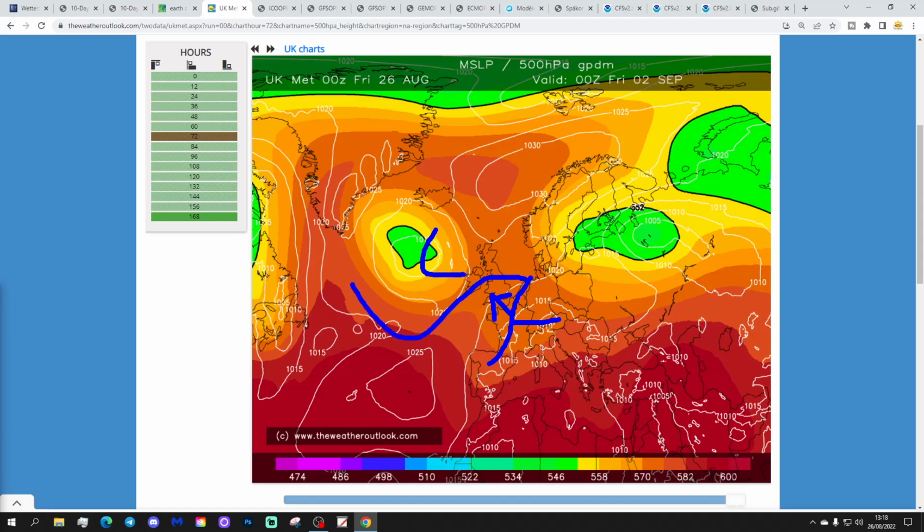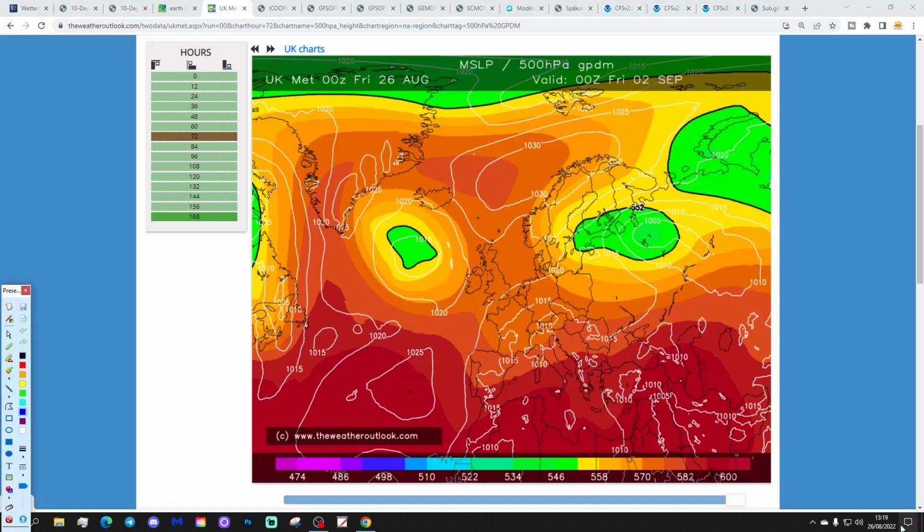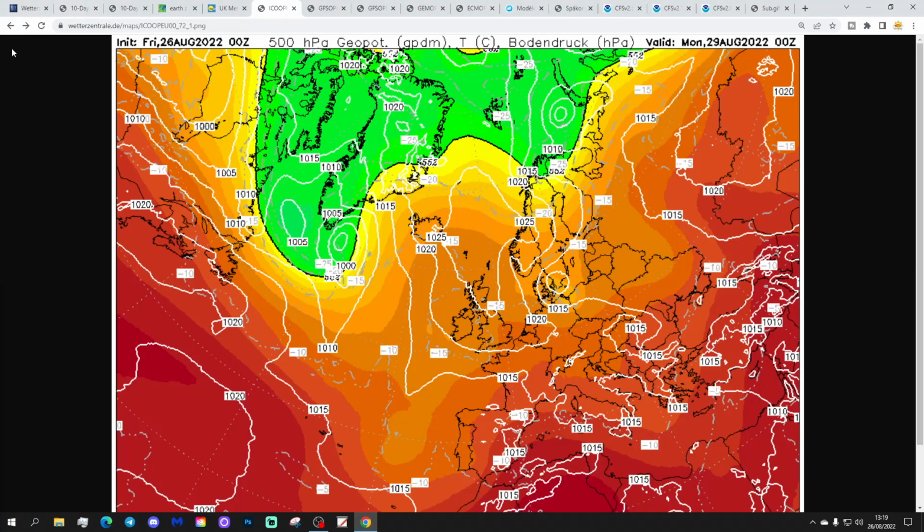And so as that gets us to midnight on Friday, 2nd of September, we may well find that we've got a pincer movement going on, and as we go to the weekend of the 3rd and the 4th of September, we might find that things begin to get more unsettled.